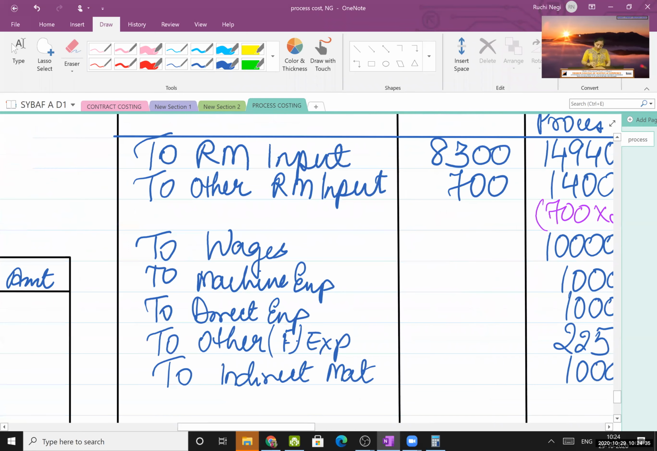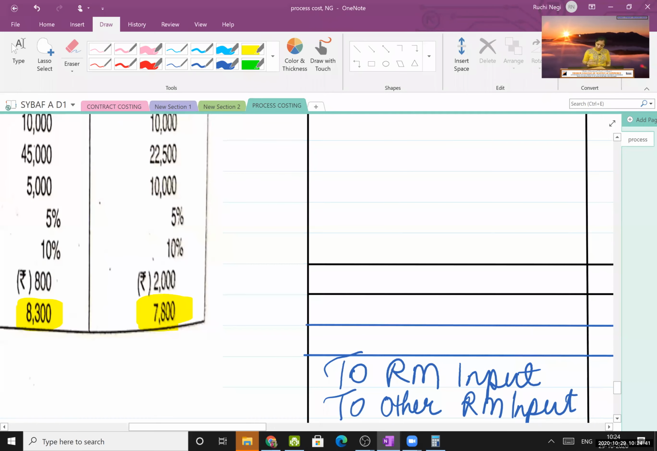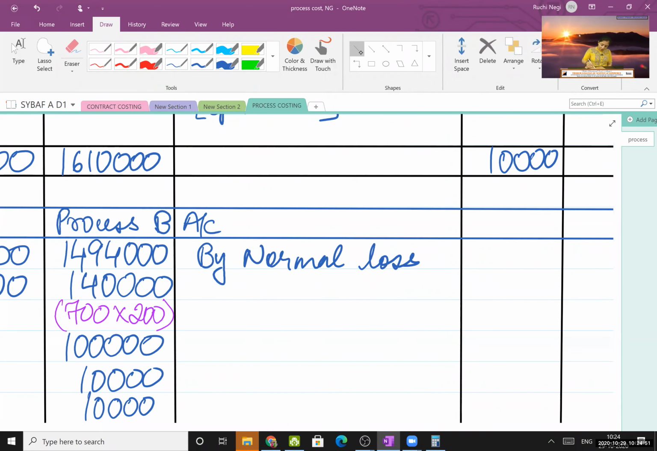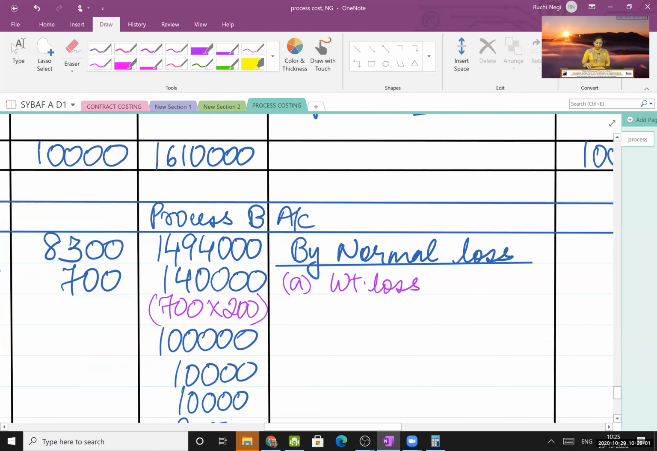Okay. Anything else is left? Yeah. Normal loss 5%. Weight loss or ये 10%. ठीक है, same है. So right here by normal loss. Okay. Normal loss में first मेरे पास है scrap loss. Oh sorry, loss in weight. That is weight loss. And how are you going to calculate this, students?